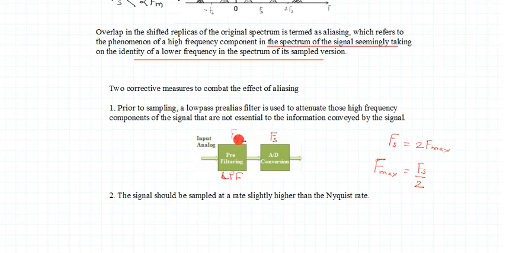And the second way of avoiding aliasing is to always take care of the sampling frequency. Maintain a proper sampling frequency. If we maintain a proper sampling frequency, we will never have the aliasing effect occurring in the sampling process.